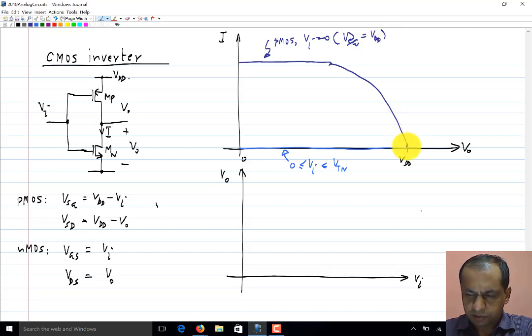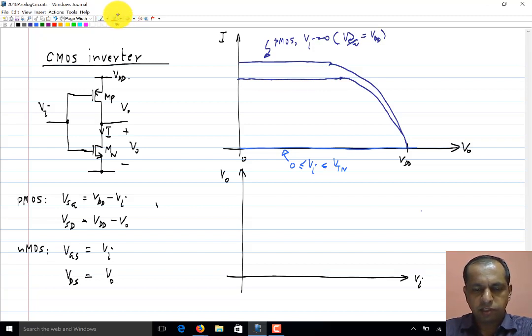As Vi increases, the point at which it reaches saturation moves, and also the current itself decreases. But because the NMOS transistor is off, it always intersects here. So, the output voltage will simply be equal to VDD. For inputs between 0 and Vtn, the output will be exactly equal to VDD.